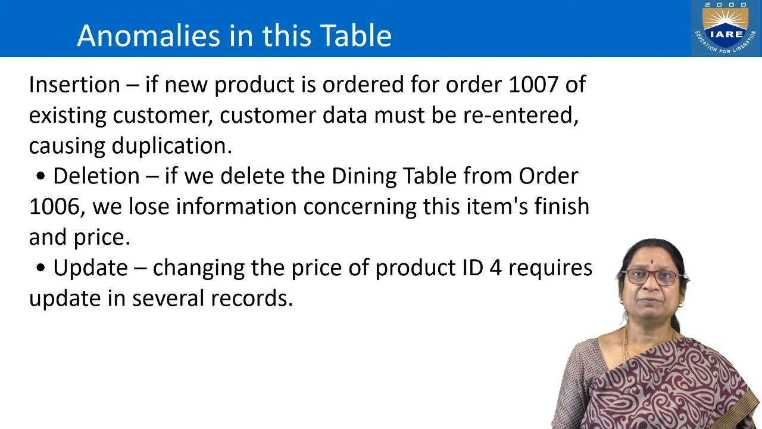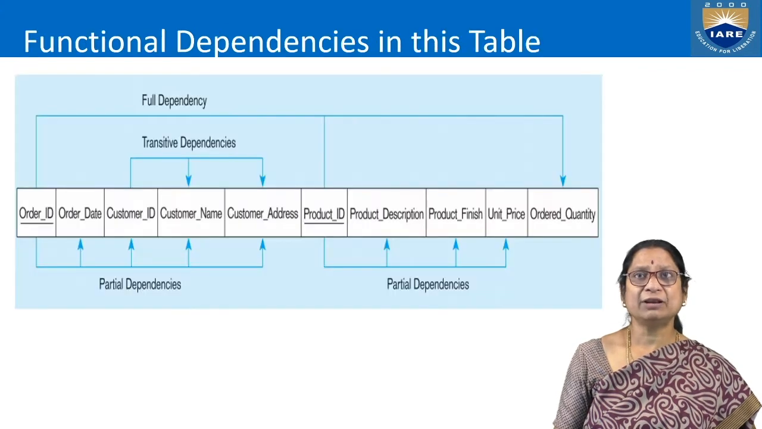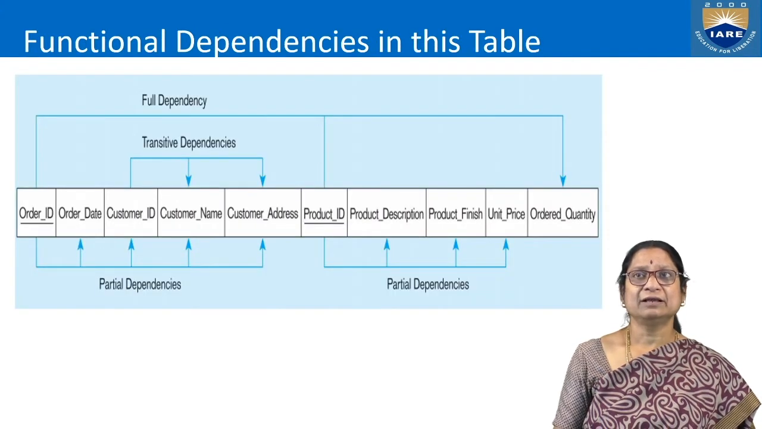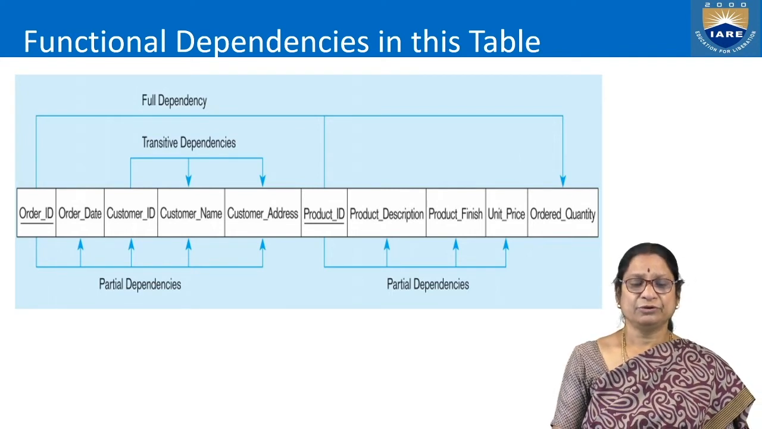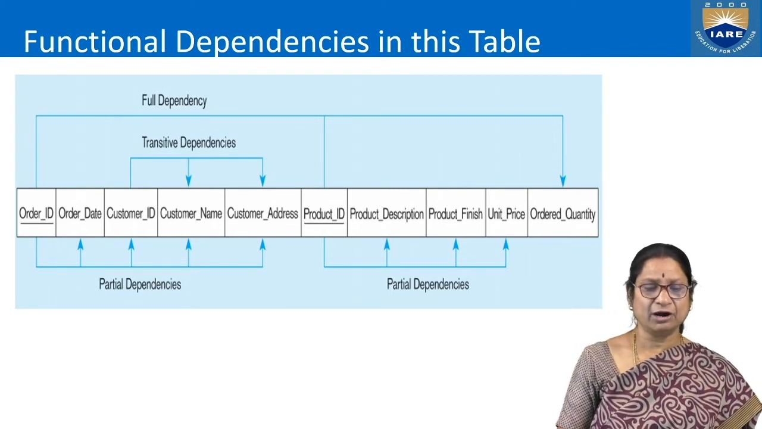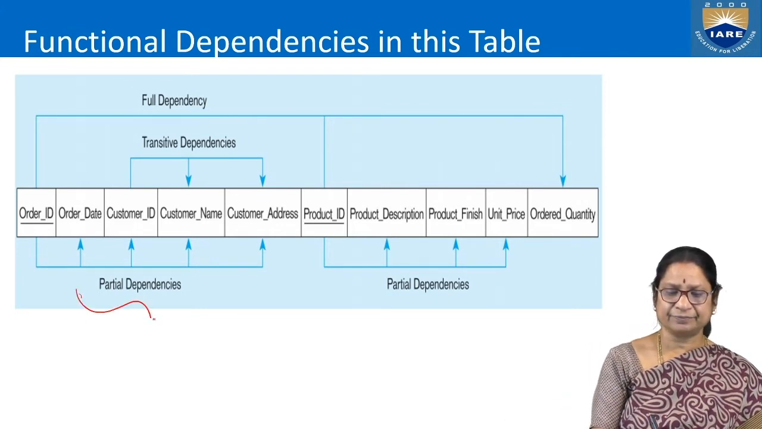So, inability to insert certain data, deletion may result in loss of information, and updation may need multiple updations. These are all the anomalies that exist. The functional dependencies in this table are like this. So the first functional dependency, order ID. Order ID determines these three.